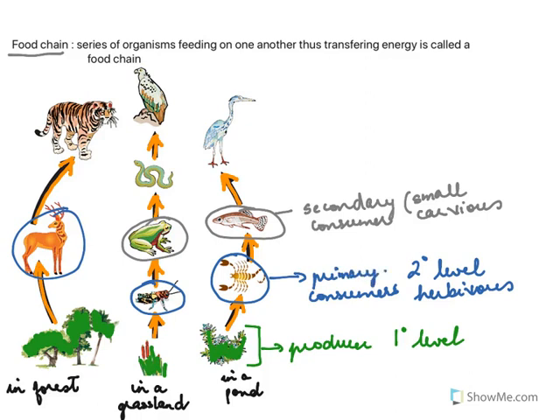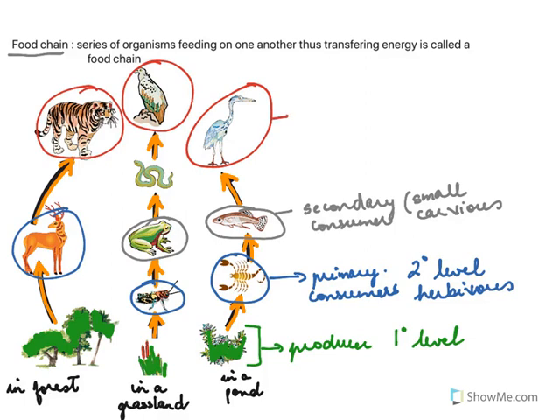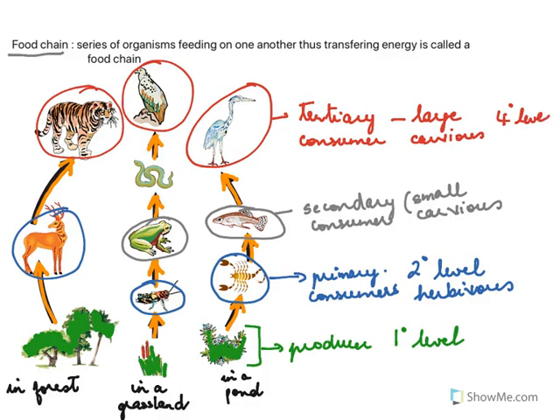And then in the end we have these large animals that eat the smaller carnivores, and we call them tertiary consumers. They are the large carnivores, and they form the fourth level. The second level is by herbivores. This is the third level. This is the fourth level.